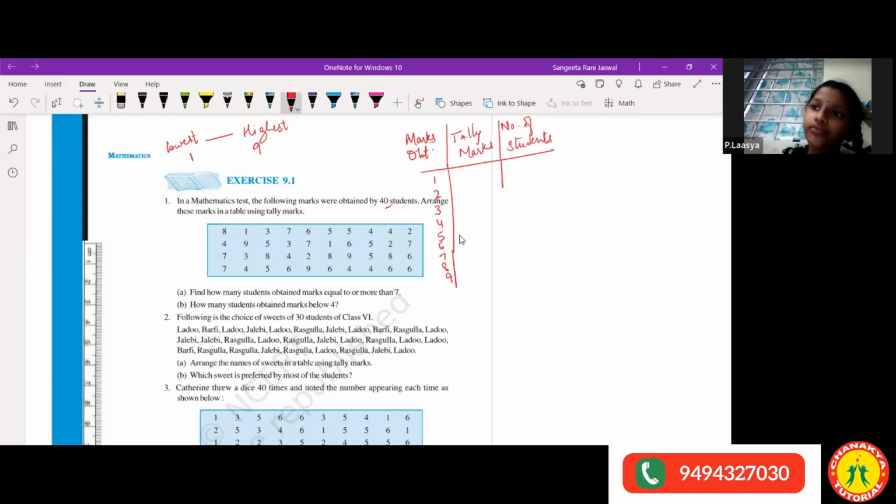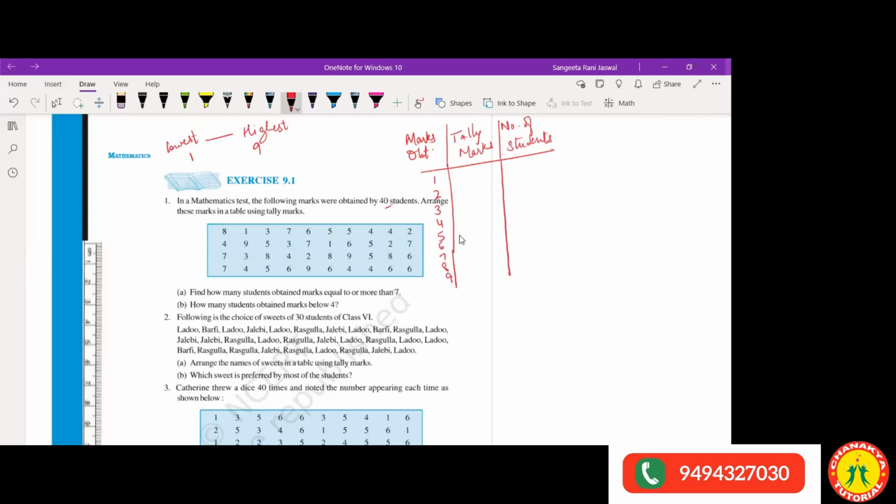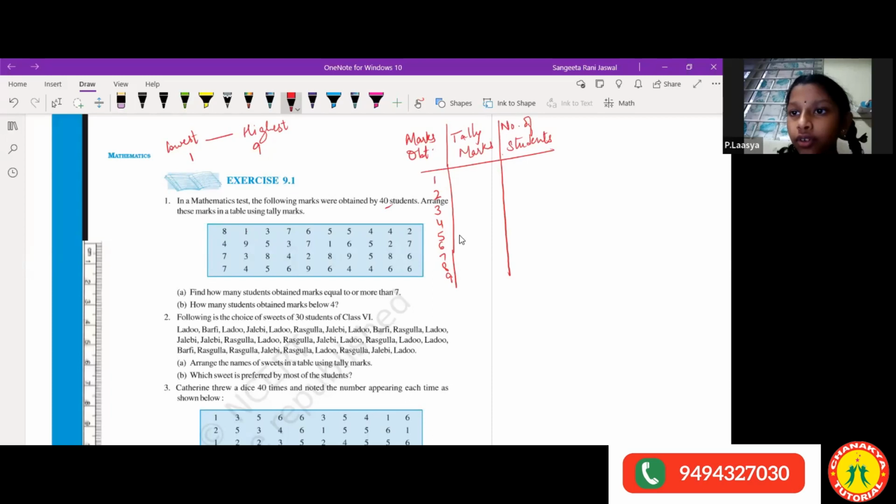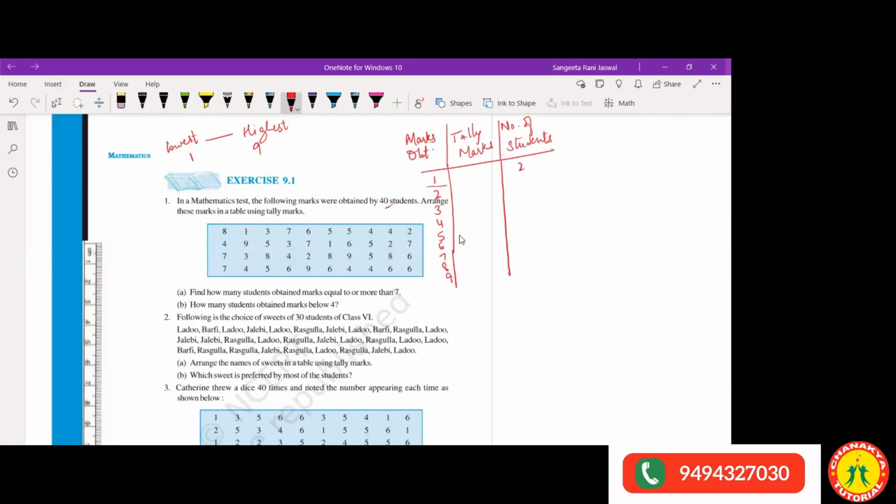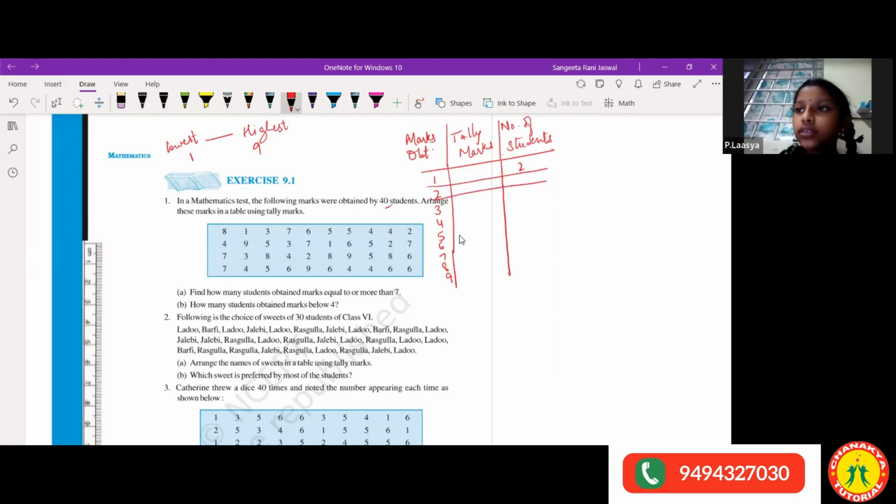Okay, you got it? Now we'll see how many students got 1 mark. In first line there is 1, then 2, then 2. Just 2 children. For 1 mark it was 2. One second, I'll just draw lines.